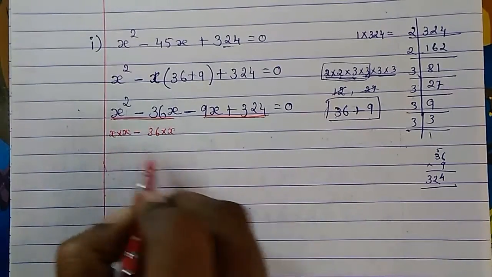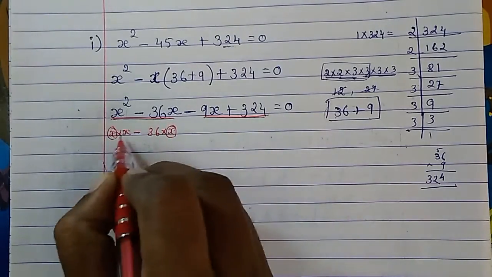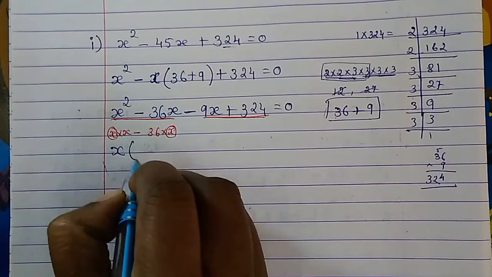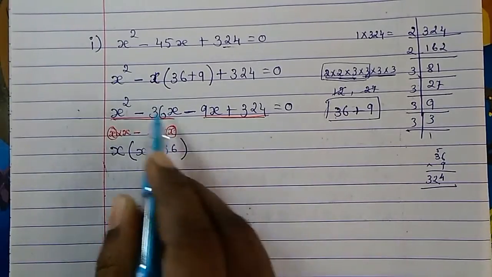Now, on both sides, what is common we have to bring out. X is here, here also we have x, so that we will bring out as common. So x we will write down. Now what is left, we'll write inside the bracket. Okay, the first thing is solved.